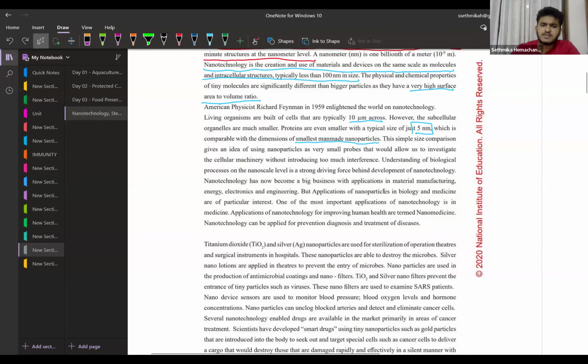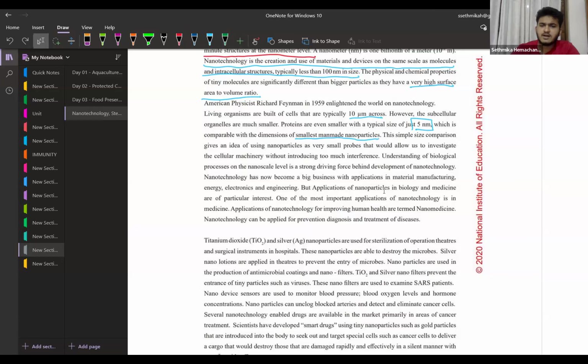Right. This simple size comparison gives an idea of using nanoparticles as very small probes that will allow us to investigate the cellular machinery without introducing too much interference. So basically, when we consider only microscopes and all that, they are limited, right? They limit our scope, or they limit the depth that we can go to. But nanotechnology goes into the level of molecules, right? Using these technologies, you can go into the level of the molecules and observe from there and get an idea about the cellular levels as well, right?